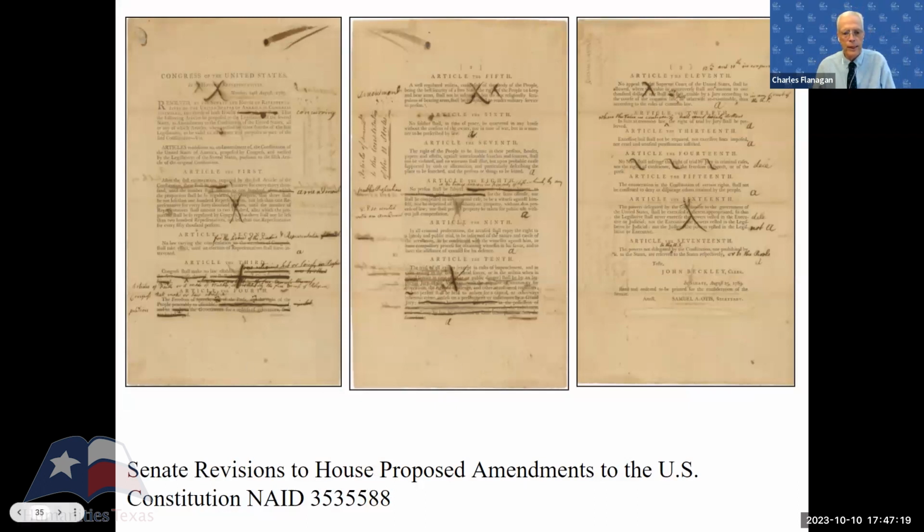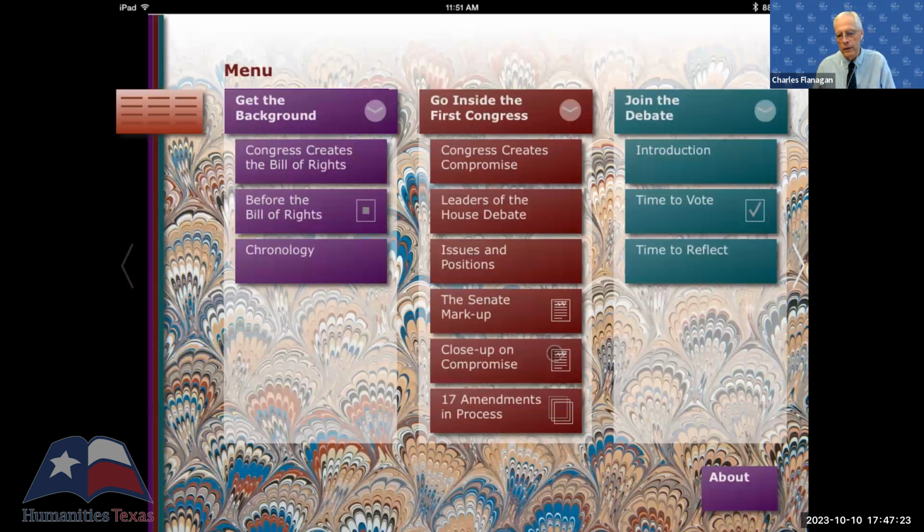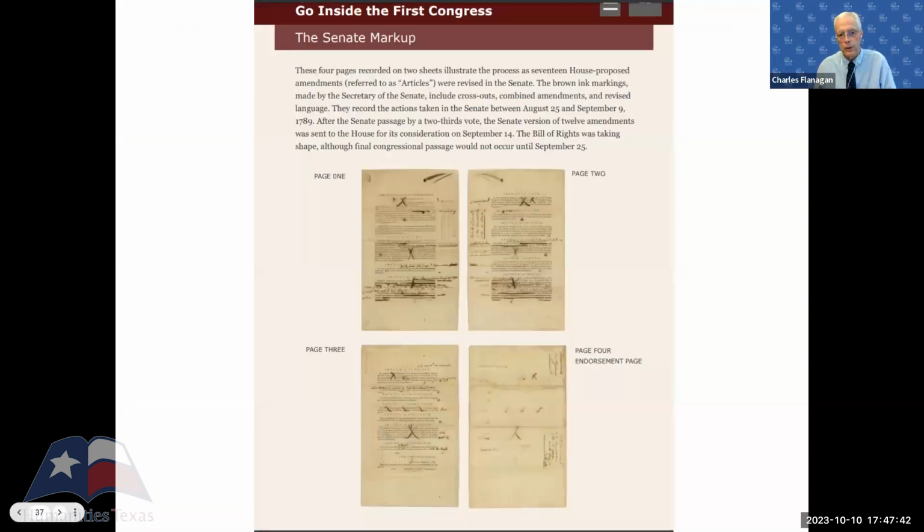So again, if you want to get at this document and get at the arguments that created the Bill of Rights and the process of negotiation that crystallized it, go to the app, which I showed you a moment ago, and where you'll be is Senate markup, close-up on compromise, and the 17 amendments in process. We're going to look at the Senate markup, which you can see right here. And it's in the app, and it's in a really high-res scan, so you can really zoom in a lot.